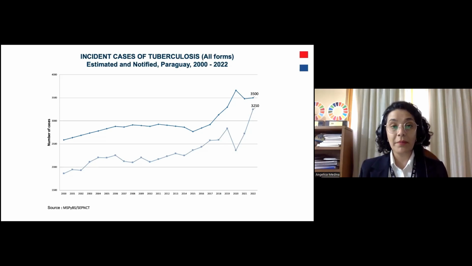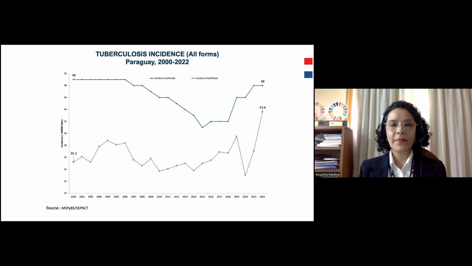Okay, so for you to have a context, Paraguay is in South America, and according to the last numbers that we got from 2020, we actually got this information 3 weeks ago. Paraguay has a population of 6 million inhabitants, and we can see here the cases of TB in Paraguay from 2000 to 2022. We can see how this number increased. Right now, it is believed that there are 3,500 cases. And these are the numbers, as I said, for this year.